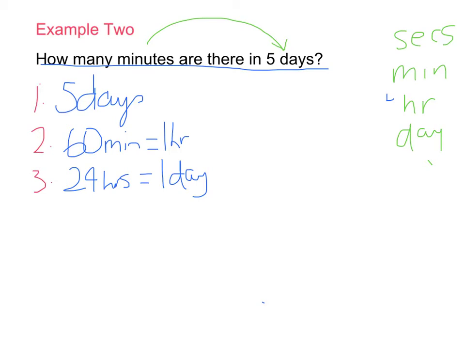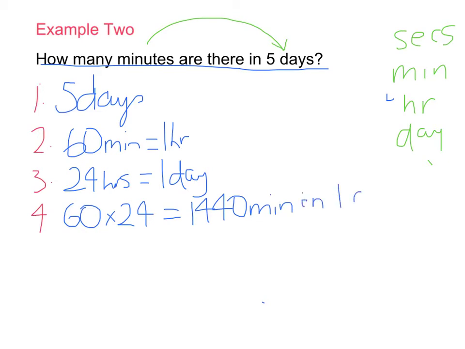So, to work out how many minutes there are in a day, I simply go 60 times 24. So that's 60 minutes an hour, 24 hours in a day. That means in total, 60 times 24, 1440 minutes in one day. So there is 1,440 minutes in a day.